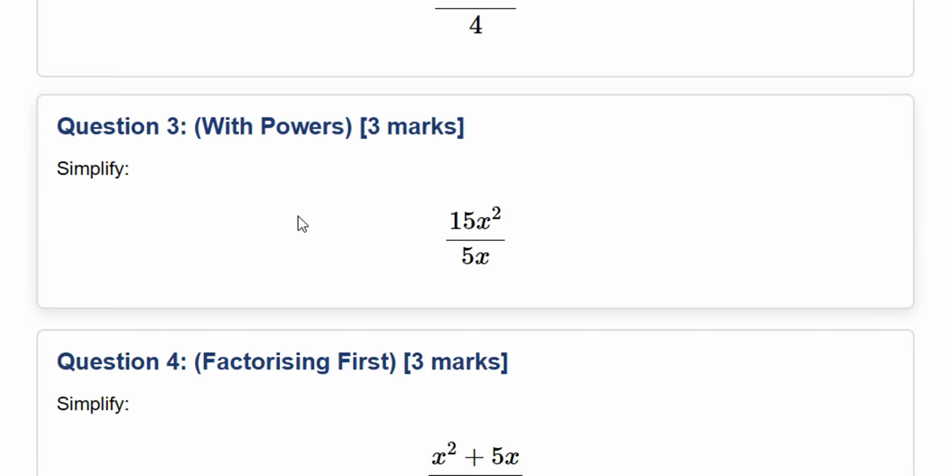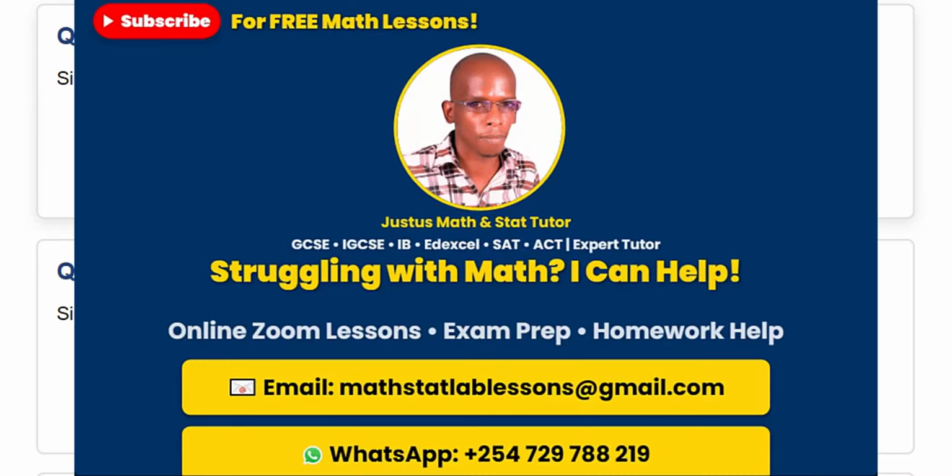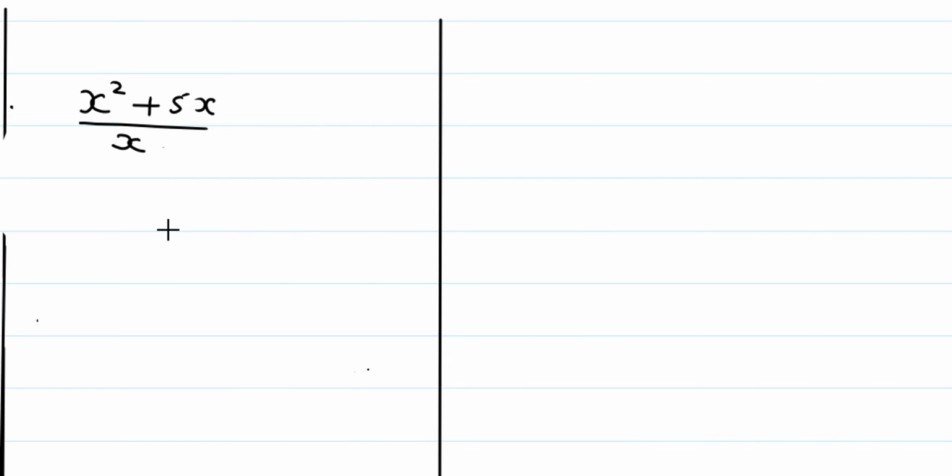And we are progressing well. Let us do question 4. In this question 4, you are told to simplify x squared plus 5x, all divided by x. The first thing I want you to note in this question is that x is in every part of it. We have x squared here, we have x here, and we also have x in the denominator. As x is common, we can factor it out.